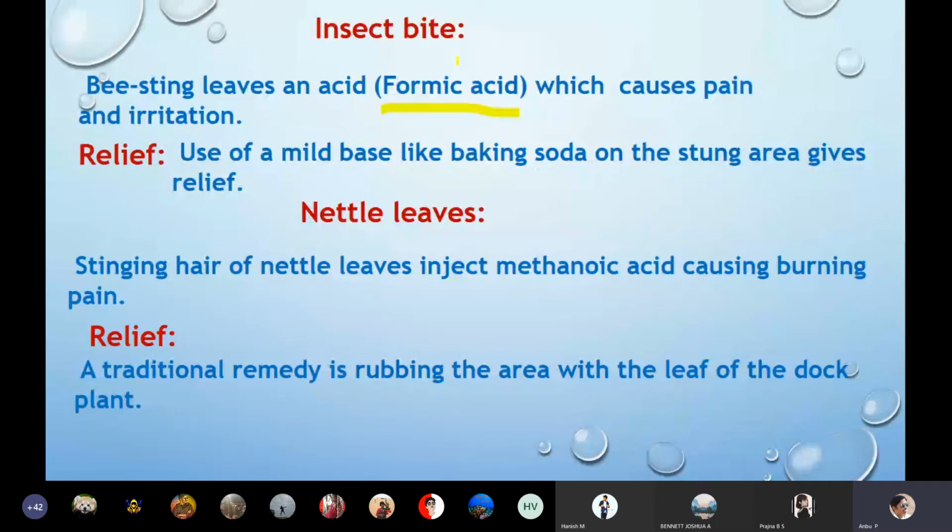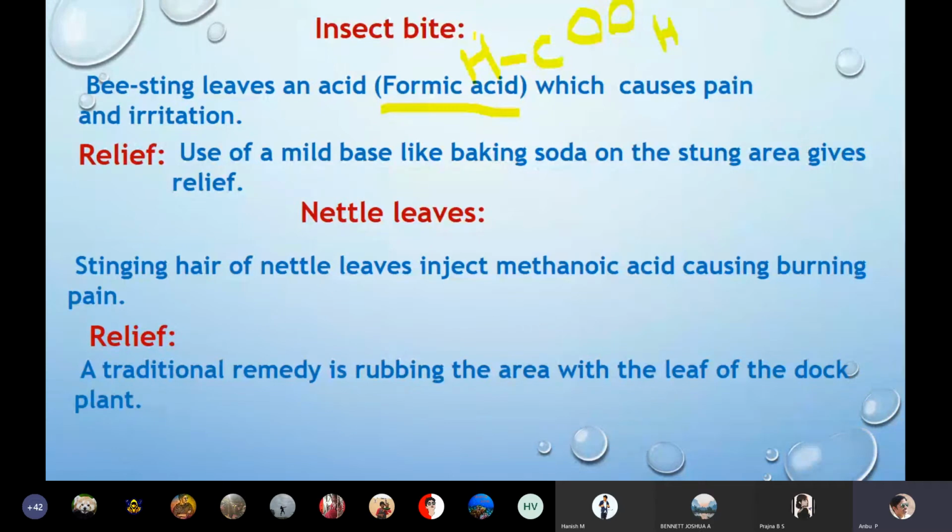Formic acid, I will give you the formula of formic acid. It can be written as HCOOH. That is the formula of formic acid. This mark indicates the single bond, HCOOH. H stands for hydrogen, C stands for carbon, O stands for oxygen, again oxygen and hydrogen. So this is the formic acid which causes the pain and irritation.